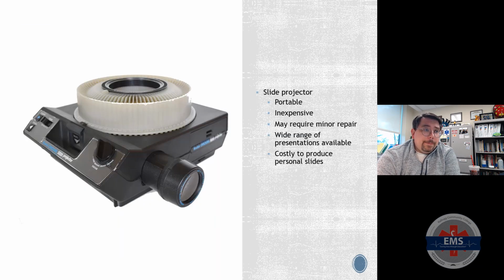A slide projector. If you can find a slide projector with a good bulb at a garage sale, I think you're doing pretty good. Slideshows like PowerPoint are what we currently use, right? There's a whole lot of new tech out there. This is like a video projector, except it's a single slide. So it's a still picture.